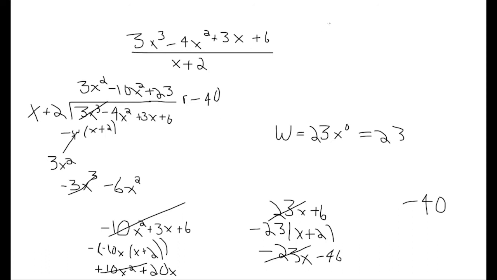So our answer would be 3x squared minus 10x plus 23 minus 40 divided by x plus 2. Okay, so that would be our answer to this question.